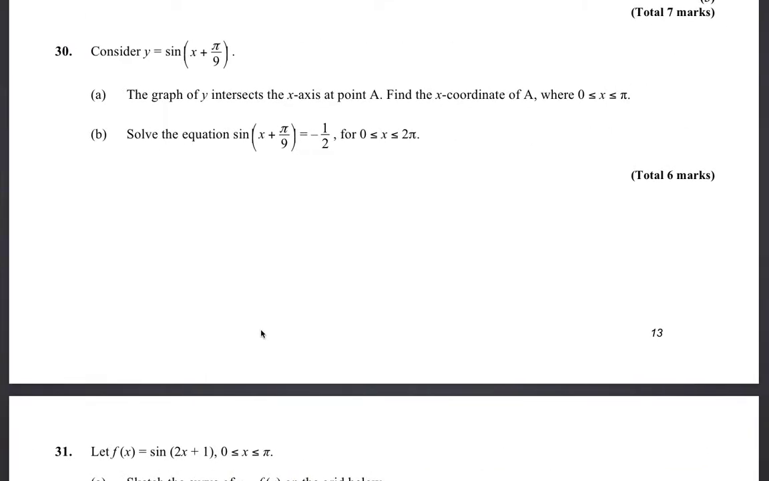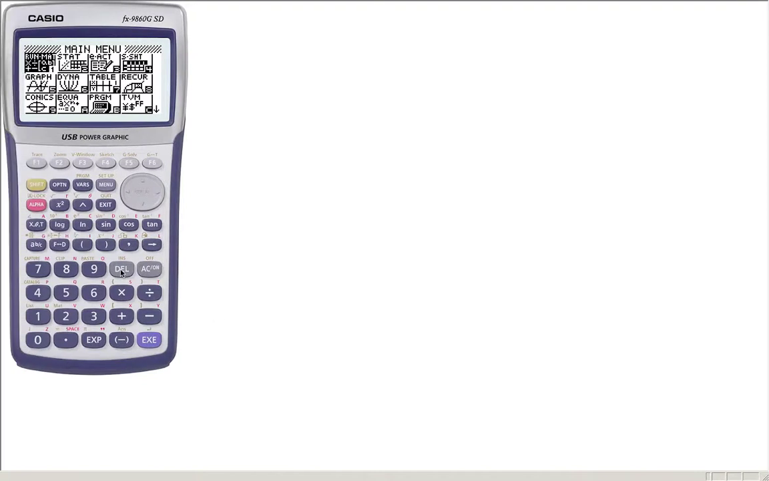Consider y equal to sine of x plus pi by 9. The graph of y intersects the x-axis at point A. Find the x-coordinate of A where x lies between 0 and pi. Okay, that's very simple. So let me go to graph. Before that, let me just check whether the angle is in radian mode. So shift menu. Let me make it math first. Yeah, it is in radian mode, so not a problem.